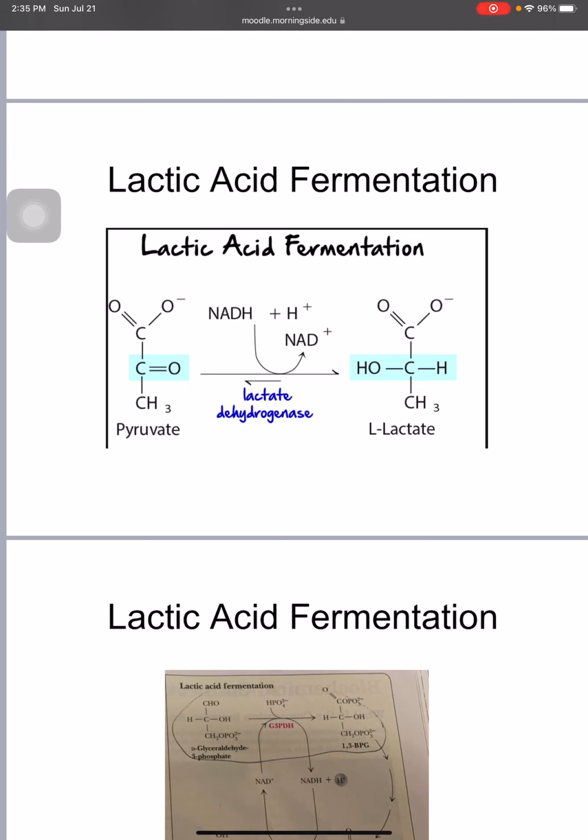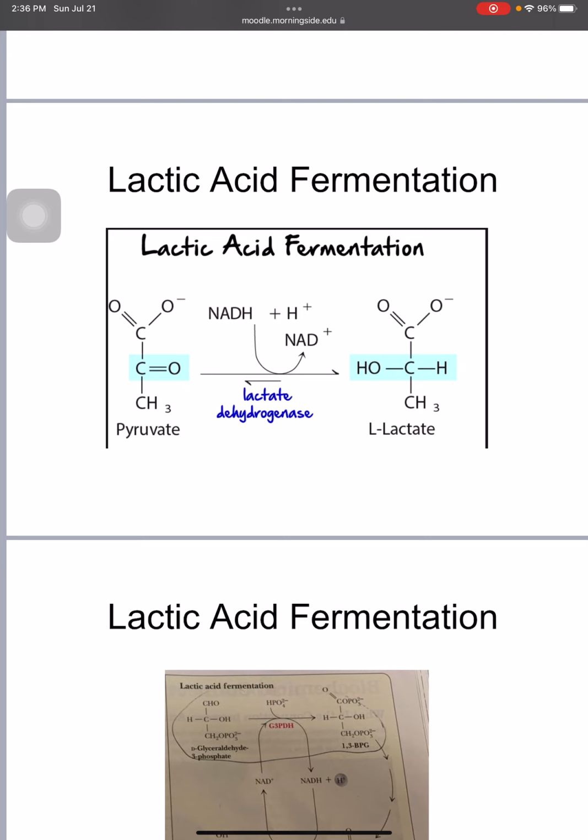And you'll see this is actually sort of an opposite process to what we saw in glycolysis, right? In glycolysis, there were a couple of points where we had NAD+, and we reduced it into NADH. This is the opposite. We're actually oxidizing NADH into NAD+, and in the process reducing carbon number 2 in pyruvate, right? It's a C double bond O in pyruvate, which has 2 bonds to oxygen. In lactate, it only has 1, so that carbon's been reduced. So this is a redox reaction.